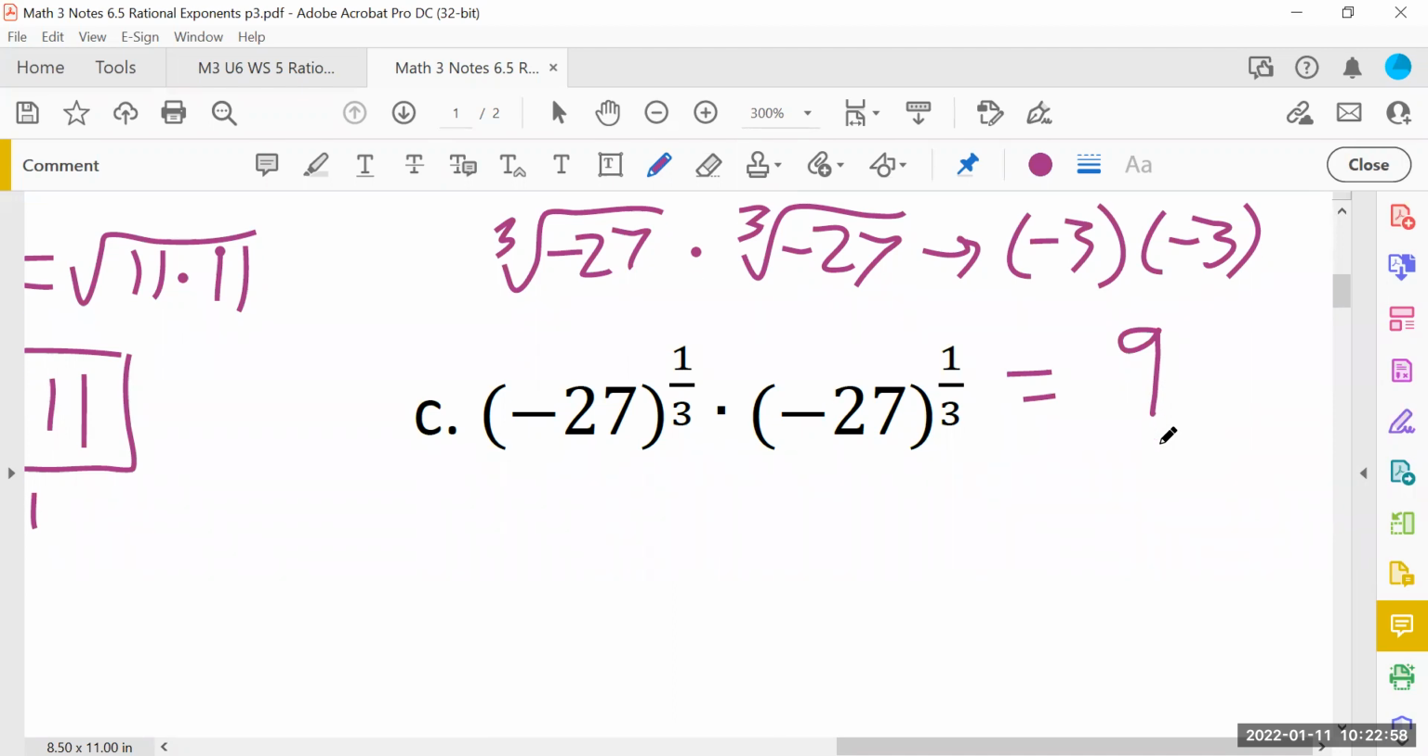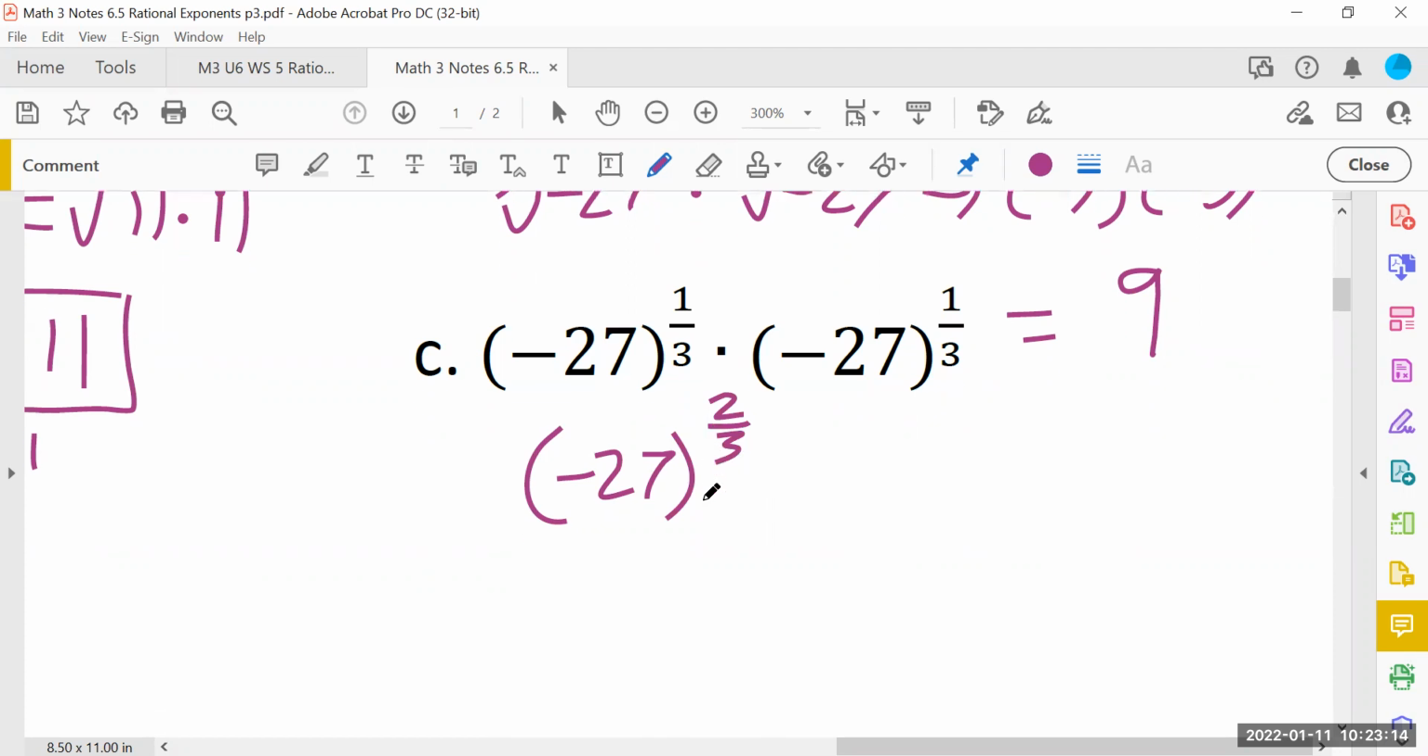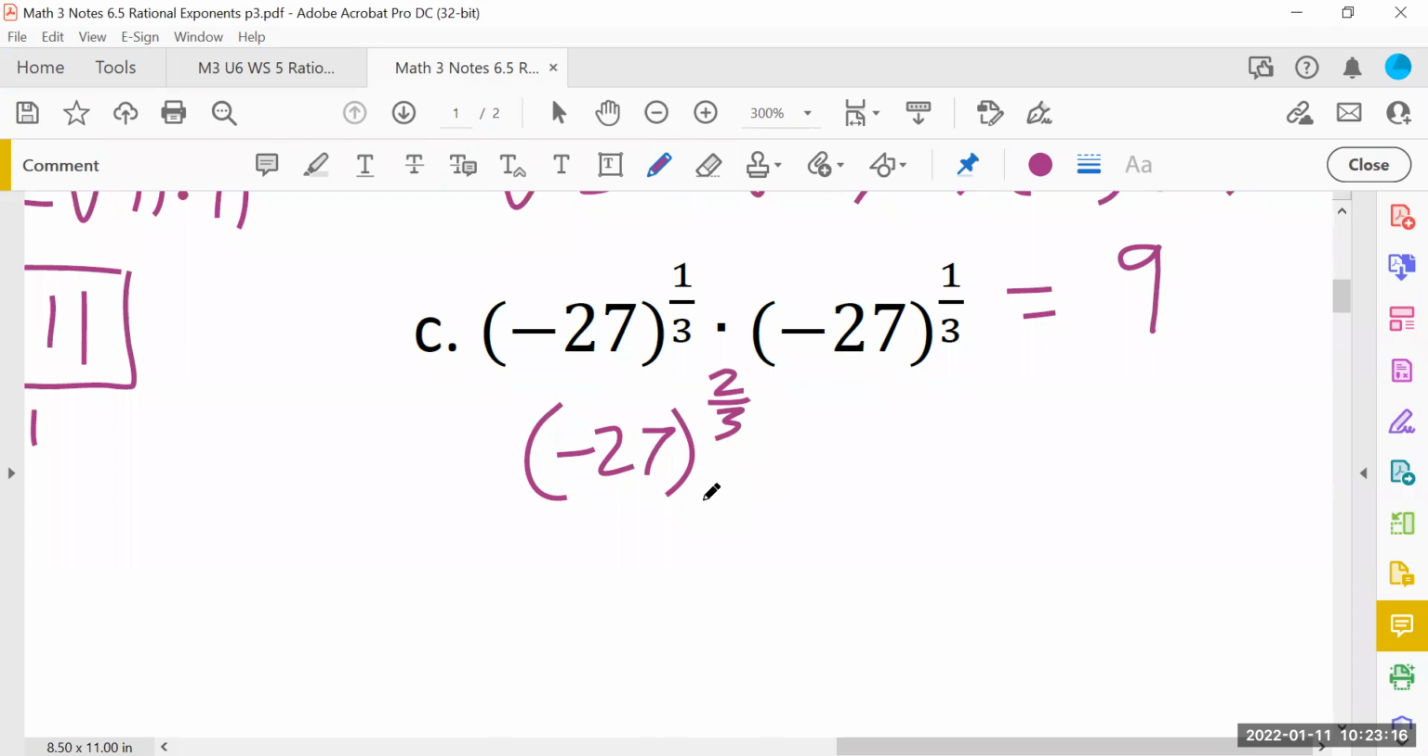Let's do this with exponent rules now. I add the exponents. 1/3 plus 1/3 is 2/3. -27 to the 2/3 power. Now, you have multiple ways to go from here. One way would be to say, well, I know that -27 is -3 to the third power. That would be one way. -3 to the third power.